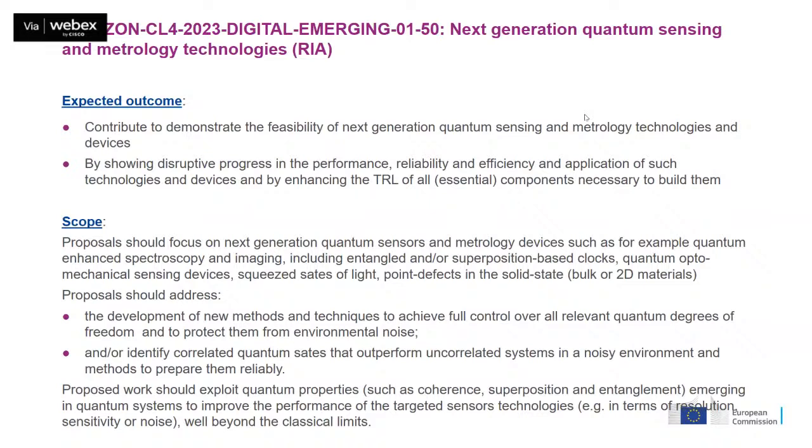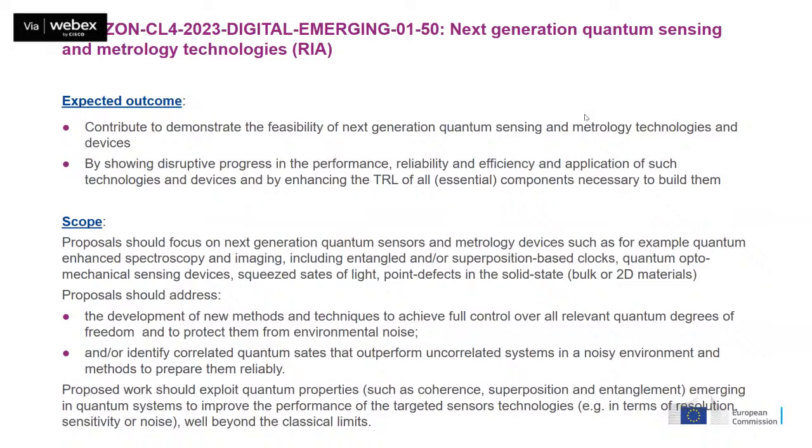The first one is to contribute to demonstrate the feasibility of next generation quantum sensing and metrology technologies and devices. So by next generation, we mean that by the end of the project, TRL achieved should be 4 or 5. And to do so, the second expected outcome is to show disruptive progress in the performance, reliability, and efficiency. And last but not least, application of such technologies and devices. And as I mentioned already, by enhancing the TRL, of course, of the final product, but also of all the essential components necessary to build them.